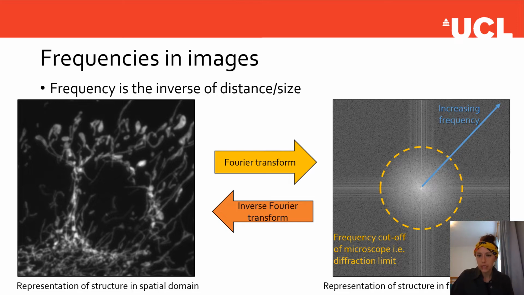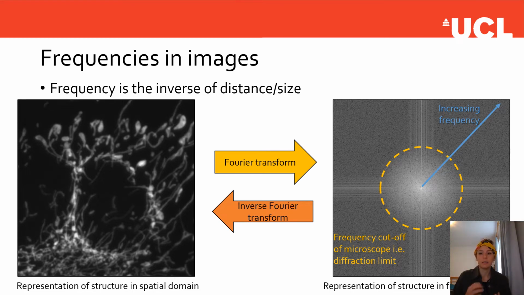And like I said, we've got this central circle where all our spatial information is really contained, and that is the frequency cut of the microscope or the diffraction limit. Okay, so outside of this, high frequency noise, right in the middle, low frequency or big fat structures, and towards the edge, that's our really fine detail.